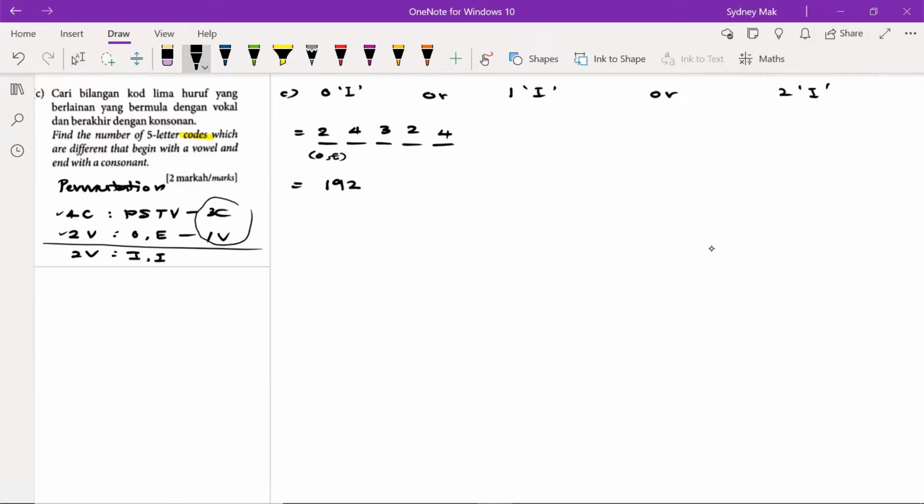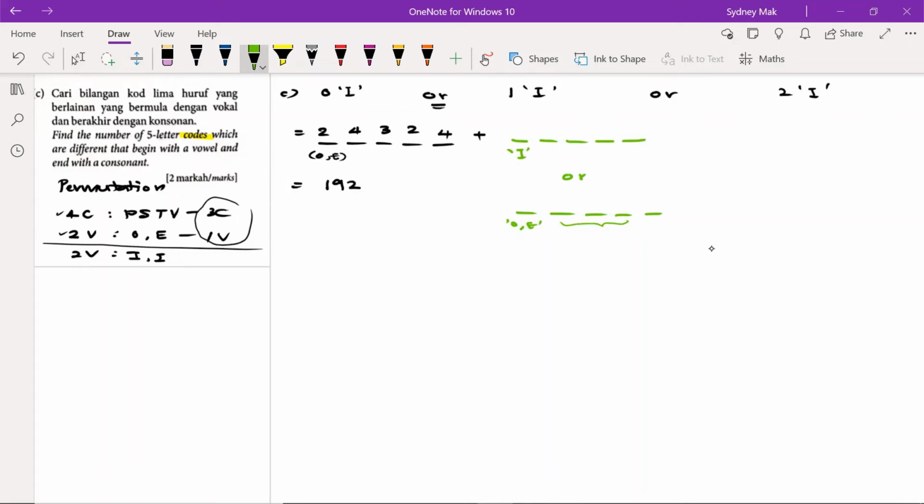Now let's look at a scenario whereby we have only 1 I, and therefore we add. Okay, let's use a different color of ink. So for the fill-in-the-blank method, we may have the 5-letter code start with I, or we may also have the 5-letter codes that start with the O and E, and I will be filled in here, any of the 3 empty slots here.